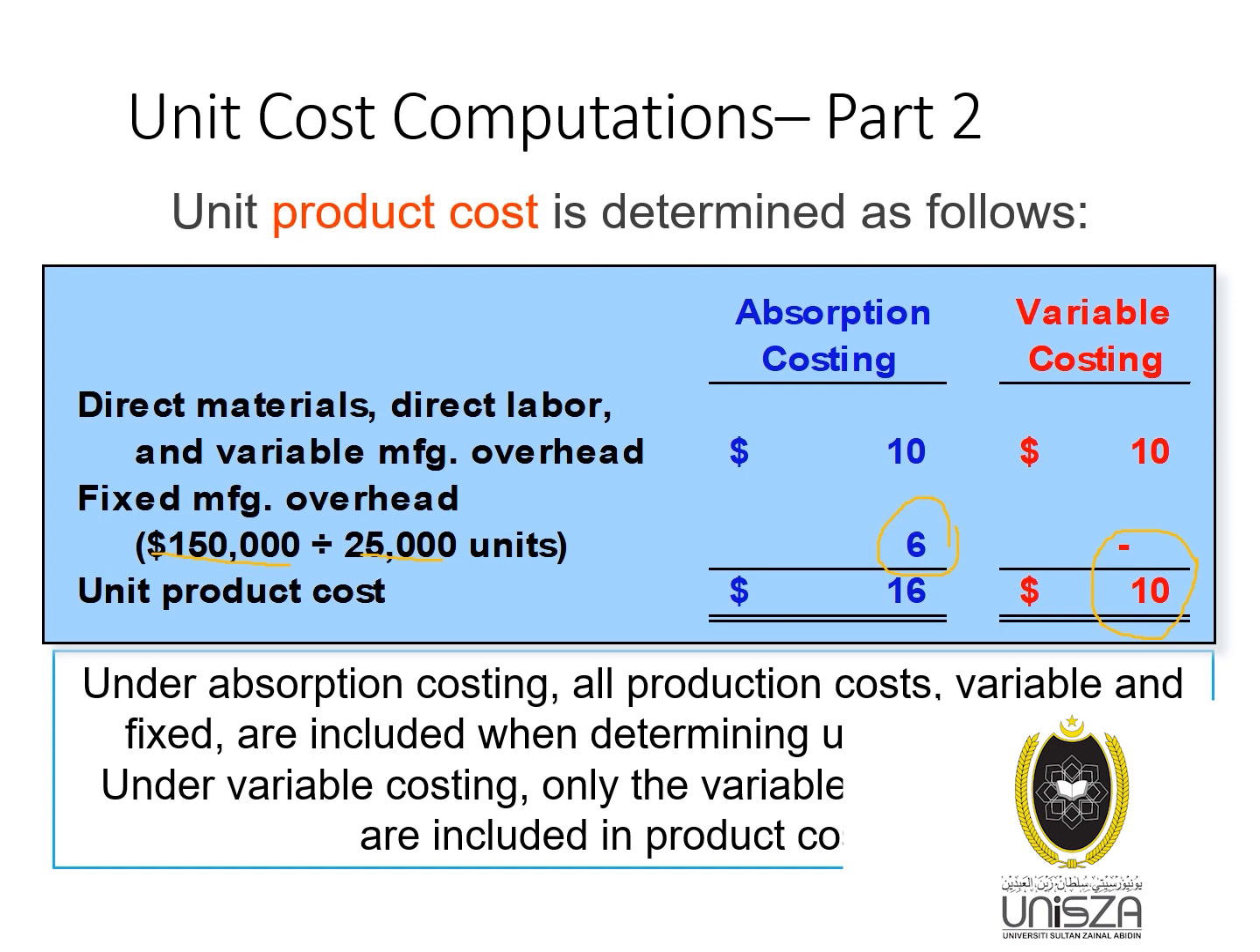So under absorption costing, all production costs, variable and fixed, are included when determining unit product cost. And under the variable costing, only the variable production costs are included in product costs.